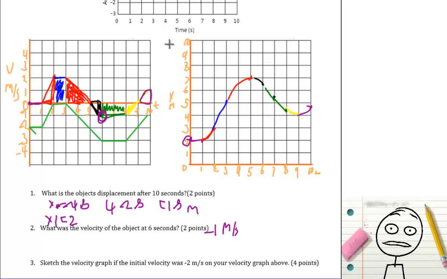Now would that change your position time graph? Oh, absolutely, that would change your position time graph. This new line over here is all negative, which means this whole time that this object is moving, it was moving towards the detector. We would have to completely redraw this, but we don't have to do that. All right. Let me know if you guys have questions.